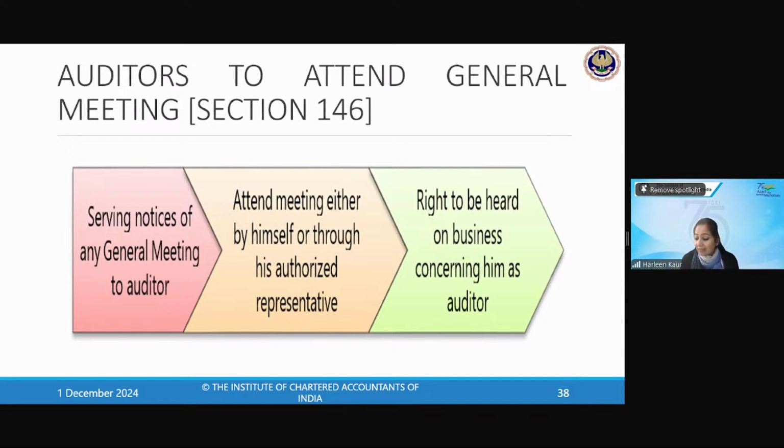Also, the auditor has the right to be heard on business which concerns him as an auditor. So if he wants to say something, he shall be given the opportunity. Like if you have invited me as an auditor, I am attending your general meeting. The shareholders and directors are sitting and I want to say something related to this business. I should also be given the opportunity to speak. So right to be heard means उसको भी सुनवाई का मौका देना चाहिए for the business for which you have been appointed as an auditor, not for any other extra matters. For the business concerning which you have been appointed as an auditor, he should be given the opportunity to speak.